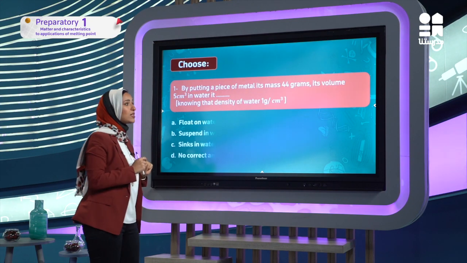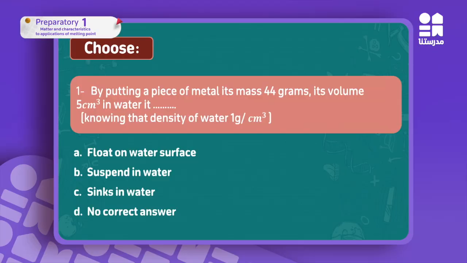طيب question ثانيه. Choose. Now by putting a piece of metal، البيس of metal الماس بتاعها 44 والفوليوم بتاعها 5 سنتيمتر كيوب. طيب knowing that the density of water اللي هي 1 gram per centimeter cube اللي احنا اتفقنا عليه. يلا let's choose. طيب it's either gonna float على ال water surface أو suspend in the water أو sink in the water أو no correct answer.